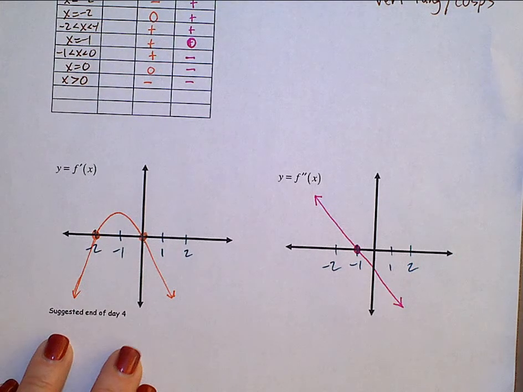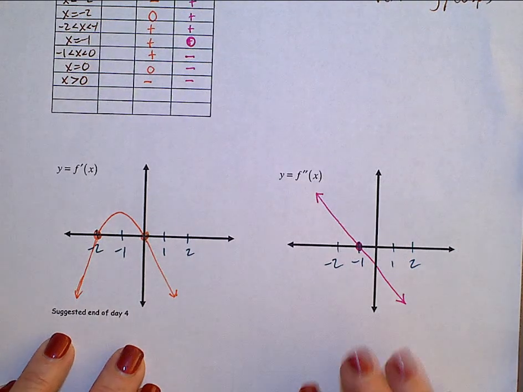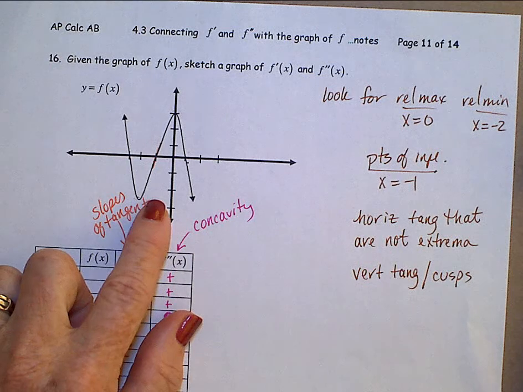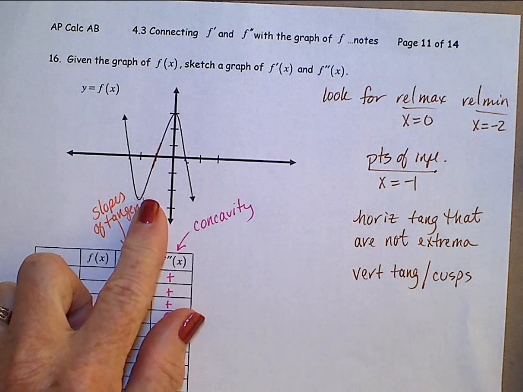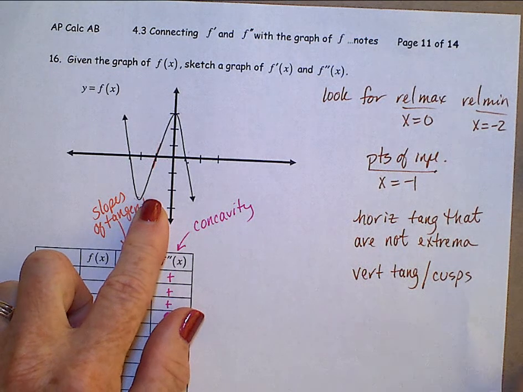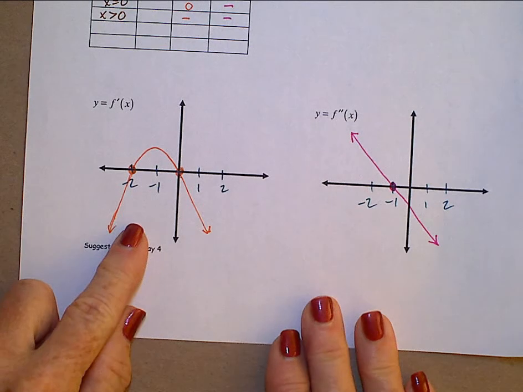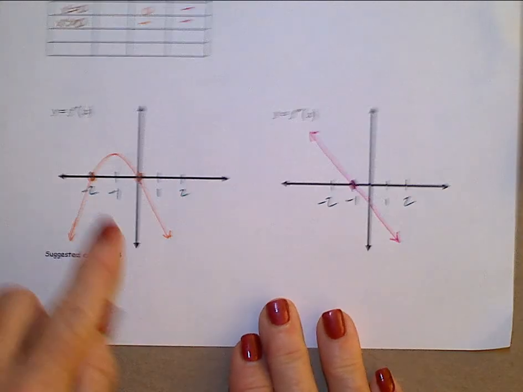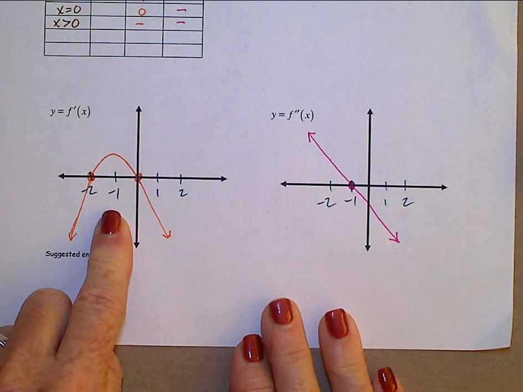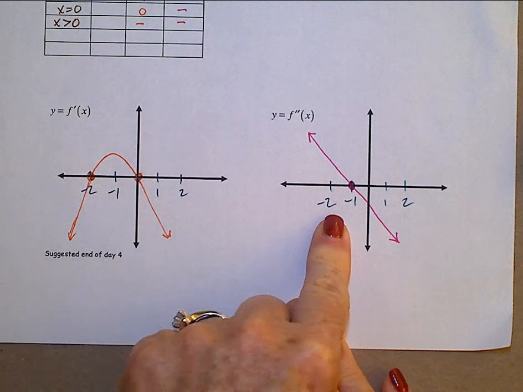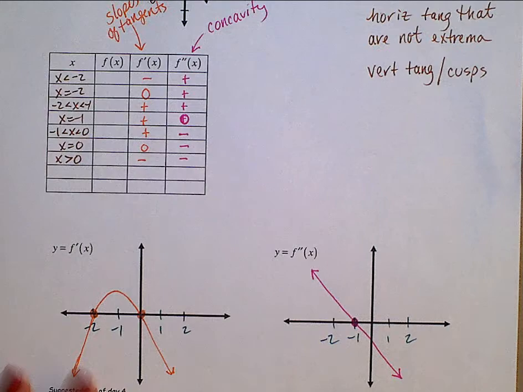Just one more real quick thing in connecting these three. Doesn't this graph of f of x look like a cubic function? And then the derivative of a cubic is quadratic, and the derivative of a quadratic is linear. Isn't that cool the way that all connects together?